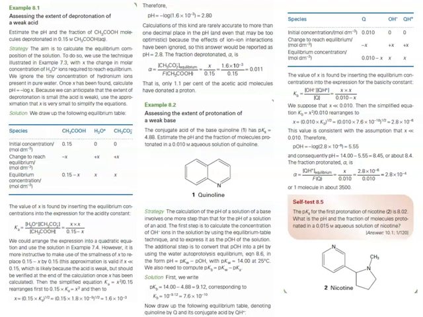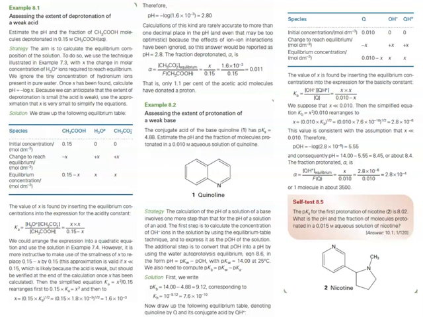Because we can anticipate that the extent of deprotonation is small, meaning the acid is weak, use the approximation that X is very small to simplify the equations, meaning we get to bypass the use of the quadratic equation. So we can draw this ice table up as indicated, where we have our different species with our acetic acid, our hydronium, and our conjugate base, acetate.